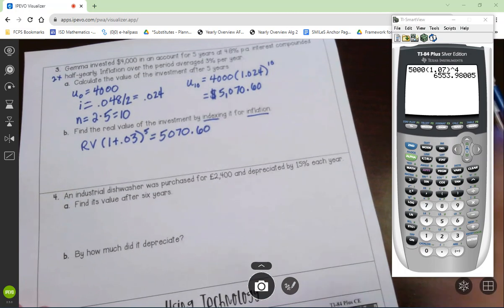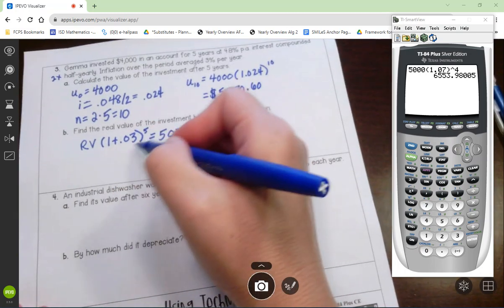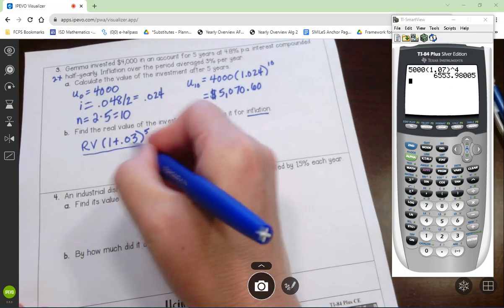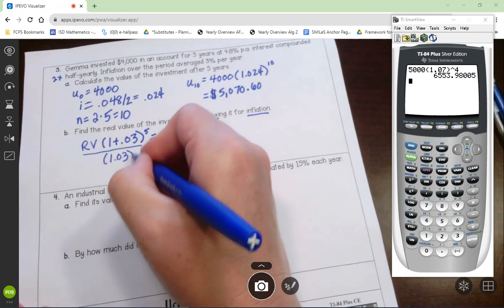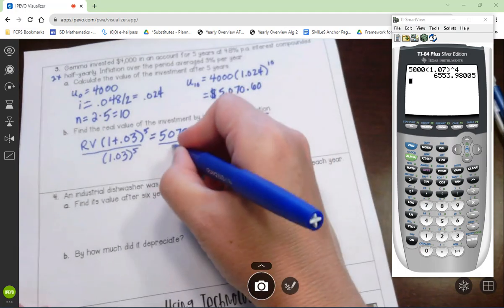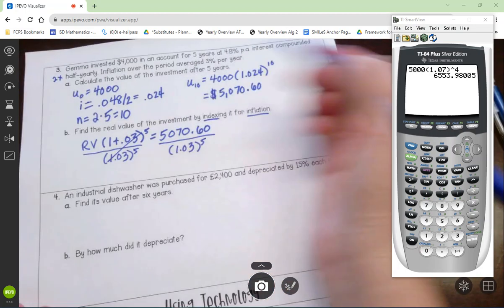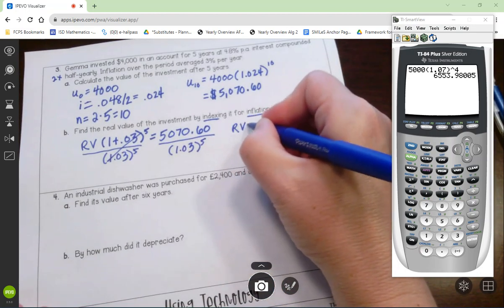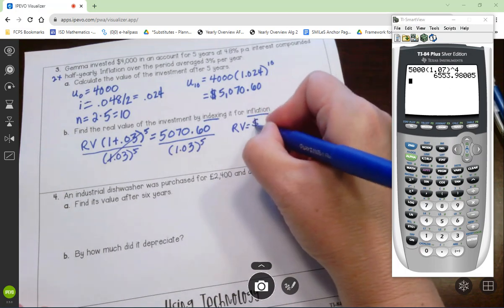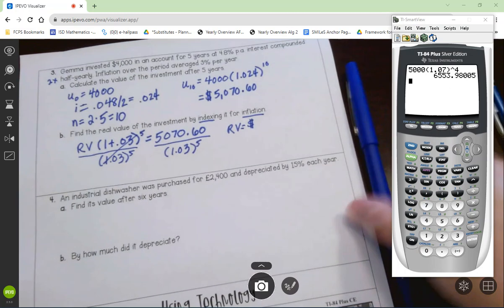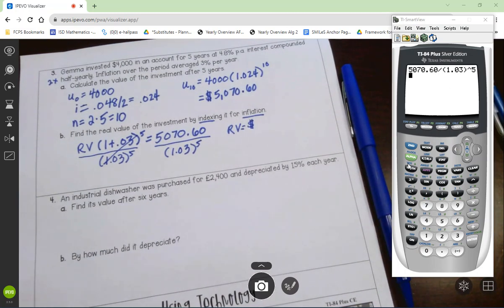Okay, so to find that real value, undo your multiplication here by dividing. I'm going to divide both sides by 1.03 to the 5th. All right, that will cancel, and then let's see. Just remember though to put the dollar sign there before we even start. All right, let's see what this looks like in the calculator. Okay, so I entered and I should get the real value, which is $4,373.94.